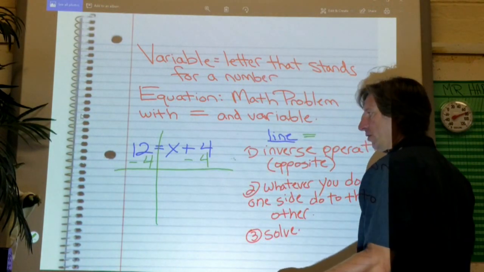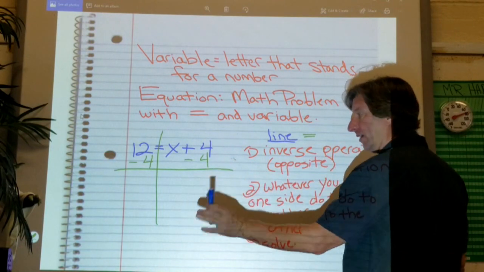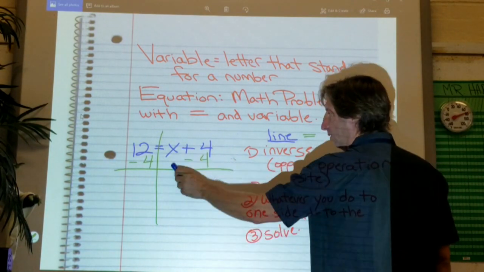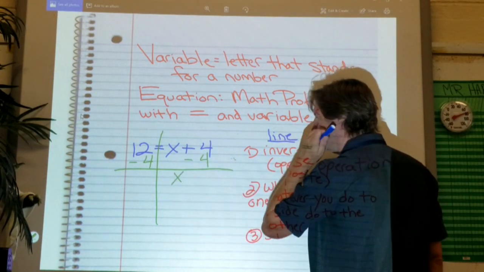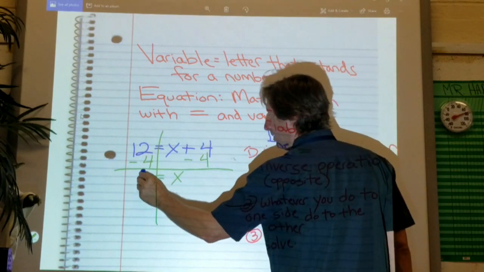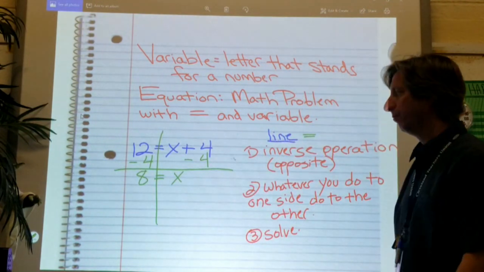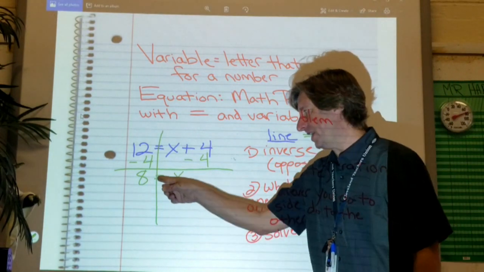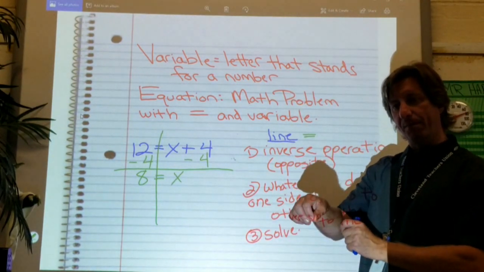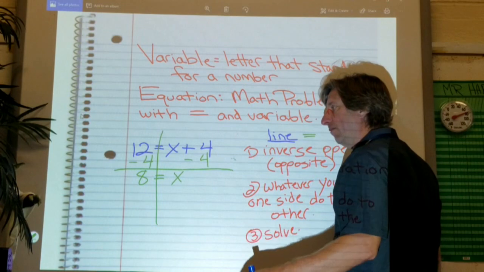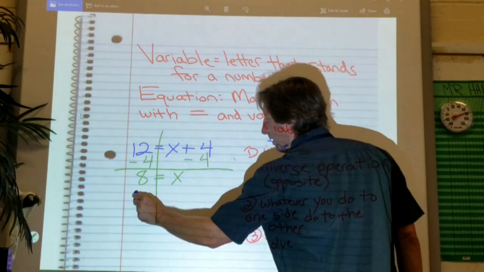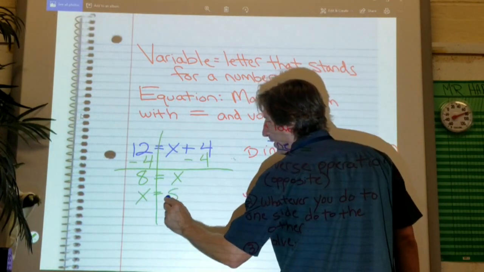And we just solve it just like before. 4 minus 4 is nothing. We don't need to write the 0. Bring down our variable. And then 12 minus 4 is 8. Now this one's backwards. It says 8 equals x. We're just going to flip that. And there's a reason for it. You don't need to know that reason now, but you'll need it later. So x equals 8.